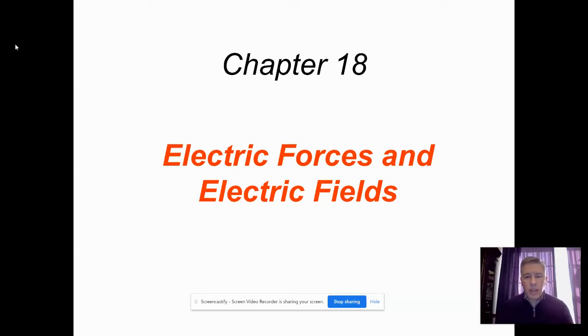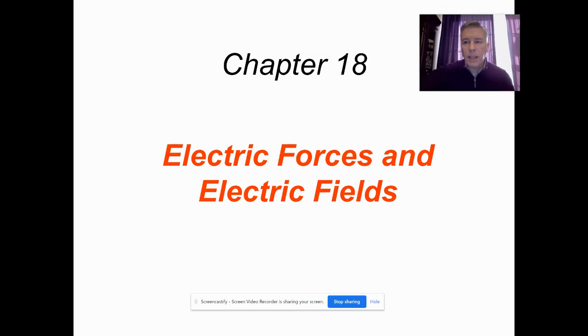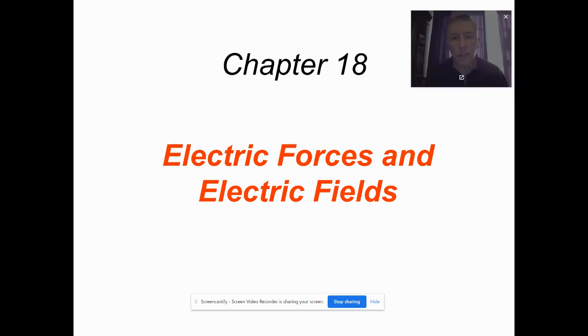Hello, everybody. Mr. Hinnon here, and here we are going to take some notes over Chapter 18. This is the beginning of a new unit. This unit is on electric forces, electric fields, and electric potential. So it's going to be a little bit of Chapter 18 and Chapter 19. It's also going to be a little bit of review. So we're going to zip through these pretty quick and see what we can come up with.